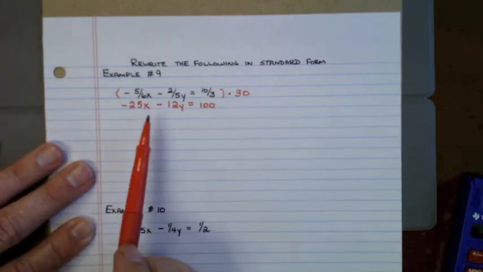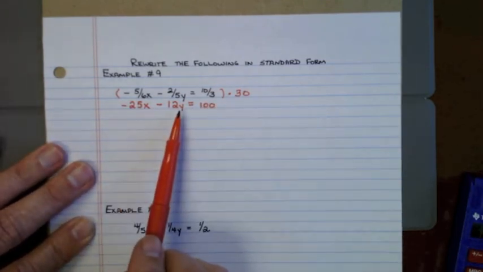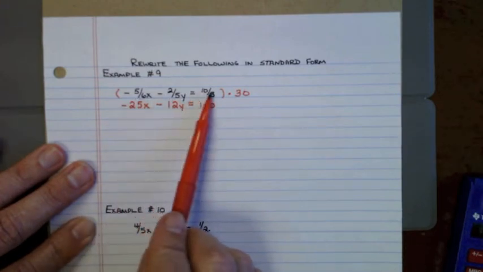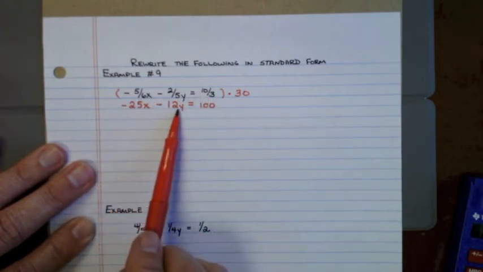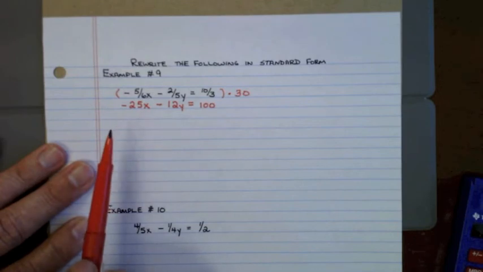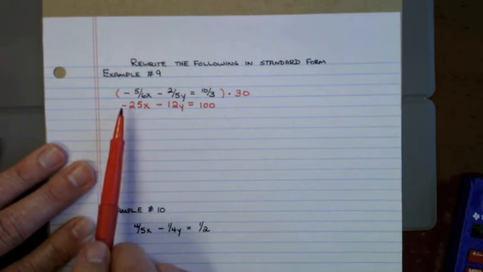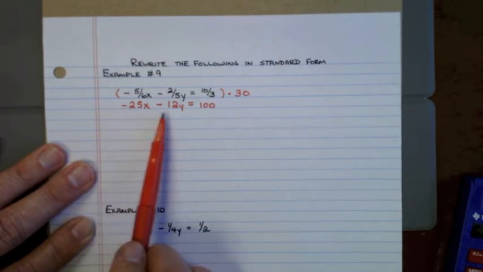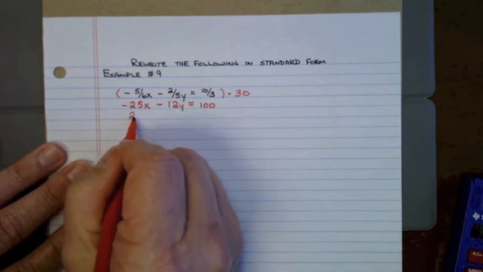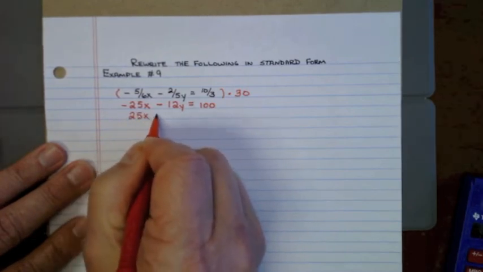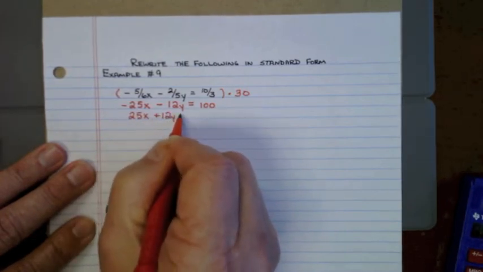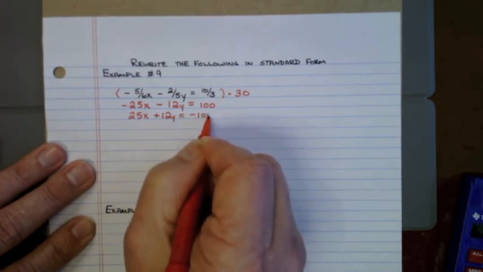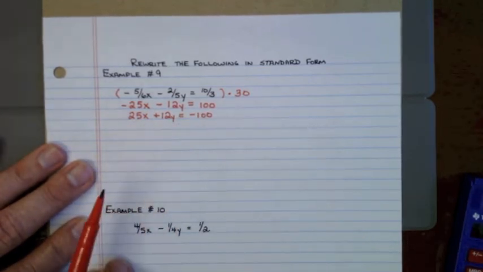So let's look at this one. All the variables are on the left side. We don't have fractions anymore. It's in alphabetical order. But I do have one problem. This first one's negative. I don't want the first one negative, so I'm going to change the sign of every single one of them. Change the sign of this one, and the last one. This is now in standard form.